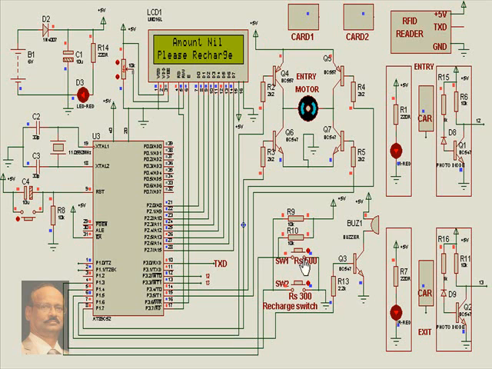The recharge facilities are available here, about 500 rupees and 300 rupees. Now supposing he is recharging here for 500 rupees. It says recharge with 500 rupees, so total 500 rupees, charge amount is 10 rupees, the balance is 490 rupees, and the gate is opening. As you can see, the motor was operating, and after some time the motor gate closes.